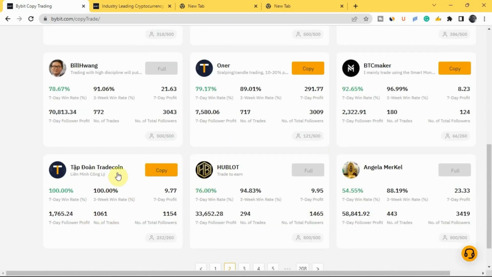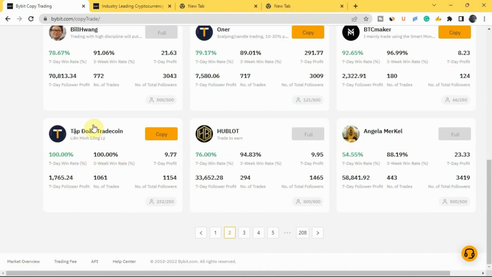Now let's look at this person right here. If you look at the bottom side right here, you can see that this person has a 100% win rate in the last 7 days and a 100% win rate in the last 3 weeks. And also this person has done over 1,061 trades. So we can follow this person. Let's try and follow this person and see how it goes.